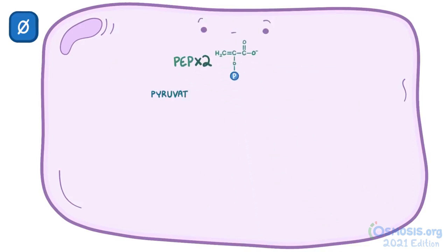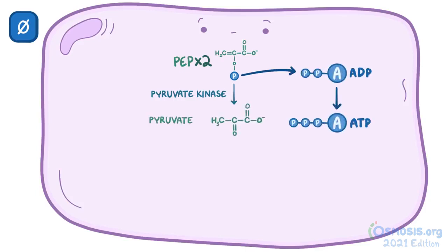Finally, the enzyme pyruvate kinase transfers a phosphate from PEP to ADP, making pyruvate and ATP as a byproduct. This is our third and last irreversible reaction of glycolysis. And again, we'll add 2 ATPs to our counter because this reaction happens twice.